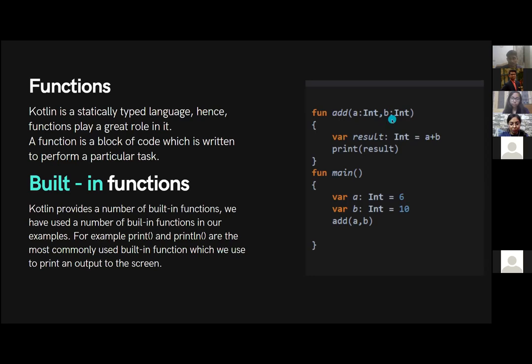Here I have taken two integers as my parameters, and inside the block of code of the function, I declared another variable called result, simply added those values and printed the result. So this is the basic thing I have done with this user-defined function. Inside the main function, I'm just defining two variables and then passing them on to this user-defined function, and this will simply print the value of the function. So this is the basics of functions in Kotlin.